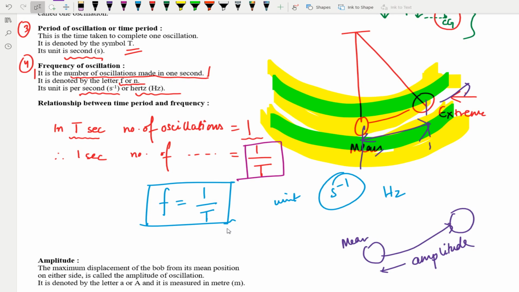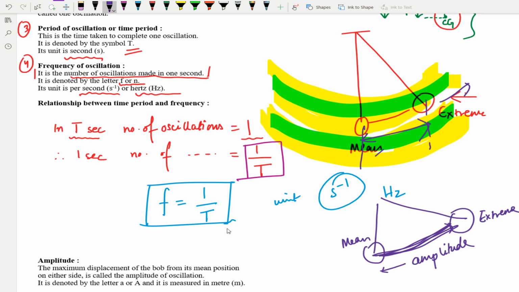This is the mean position, and this is the extreme position. So we can say the maximum displacement of the bob from the mean position is called amplitude. Okay, so this length is called the amplitude.